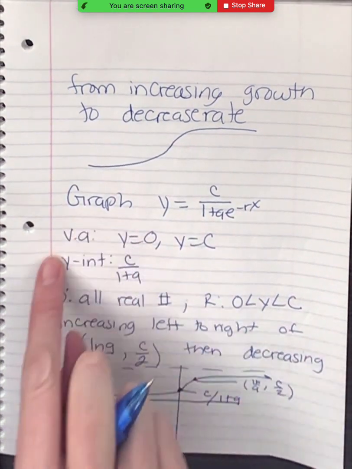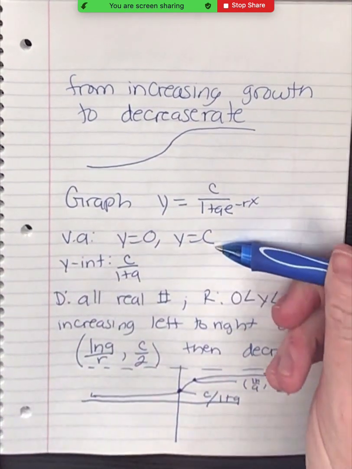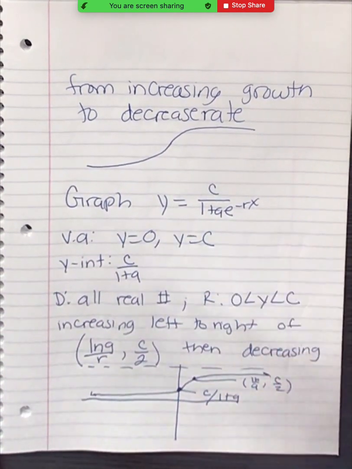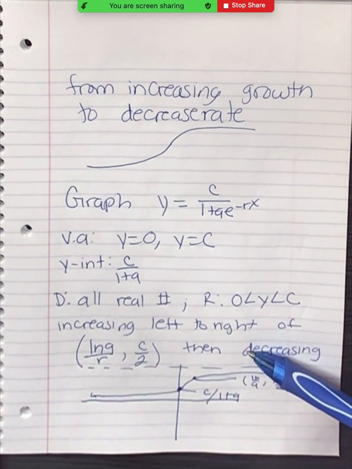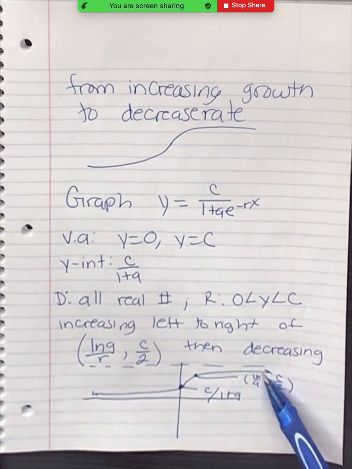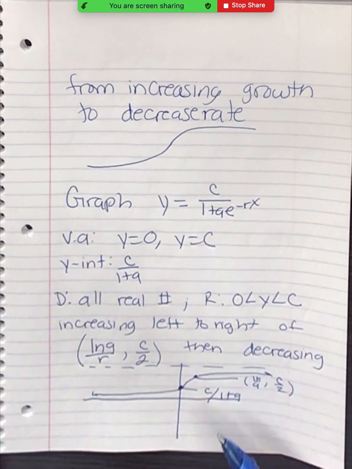This is how you're going to graph it. You're going to figure out your asymptotes, the y-intercept, and where it changes from an increasing to a decreasing function, and then they all have this form. Okay?